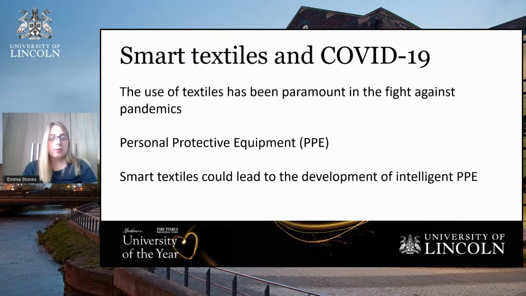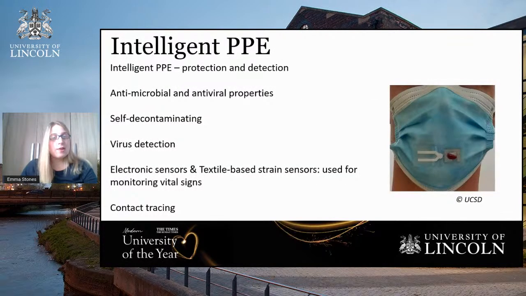So on the next slide, we'll look at how some of this technology could be used for the development of that type of PPE. So intelligent PPE is able to protect. It's also able to detect, so it could have additional enhanced materials or electronic components within it that allows it to do something additional to current PPE.